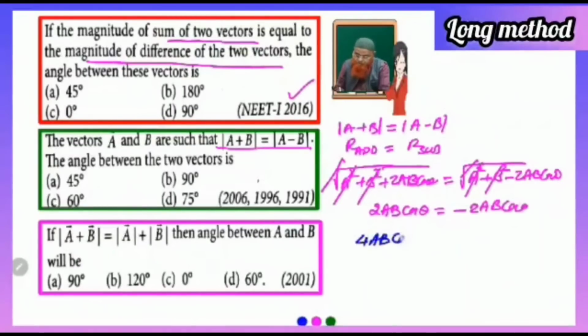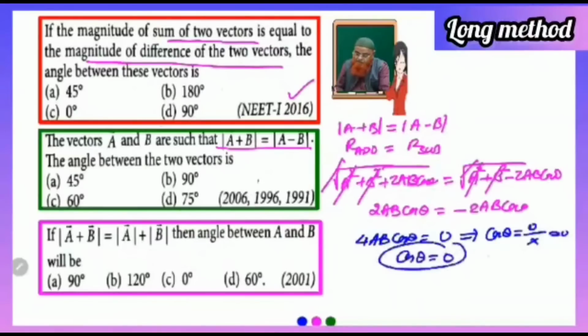This comes to the left side, becomes 4AB cos theta, which is equal to 0. This implies that cos theta is equal to 0, since A and B are non-zero. So therefore cos theta is going to be 0 here. That means theta is going to be 90 degrees. So I have solved these two questions.